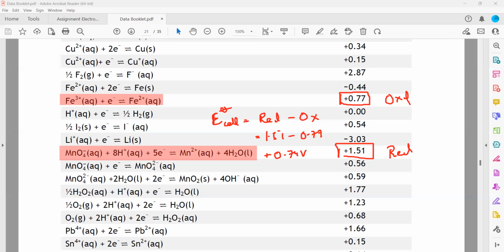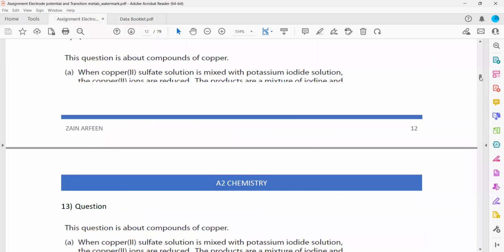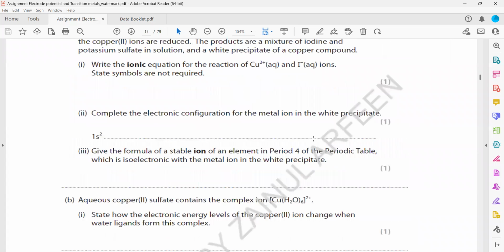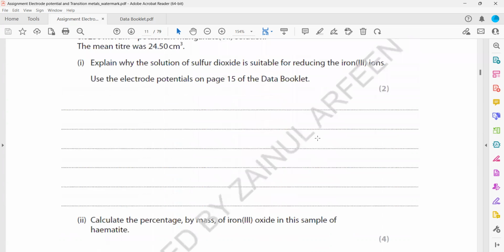And better write positive, because a positive sign for the cell electrode potential shows that entropy increases, or this reaction is feasible. So that was how we work it out.